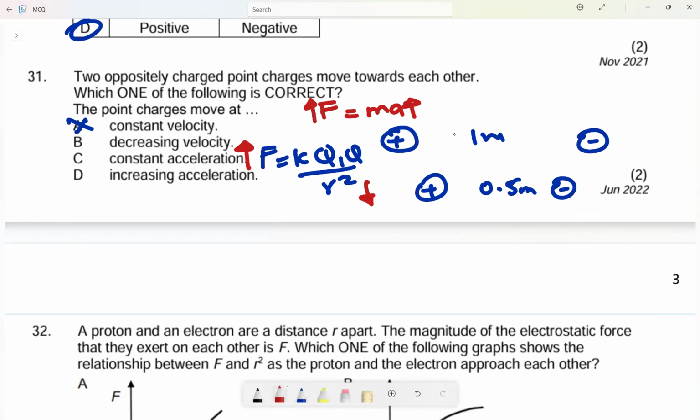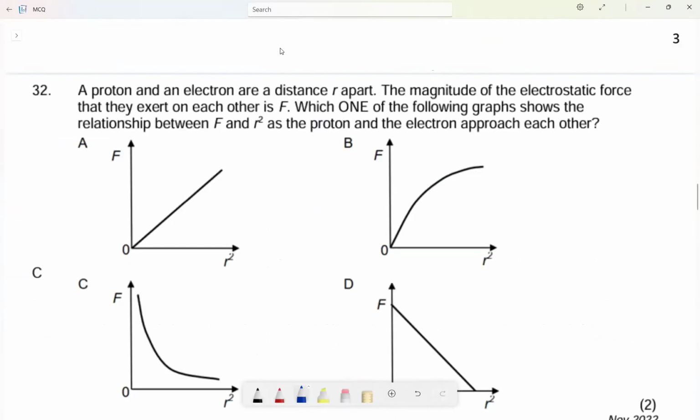So the acceleration is not zero in this case, and it is not decreasing or constant. No, the acceleration increases. There is an increasing acceleration. Why? Because the distance decreases as they move close to one another, and if the distance is decreasing, the force increases. Therefore, according to F net equals ma, if the force increases, the acceleration also increases. Very, very important.